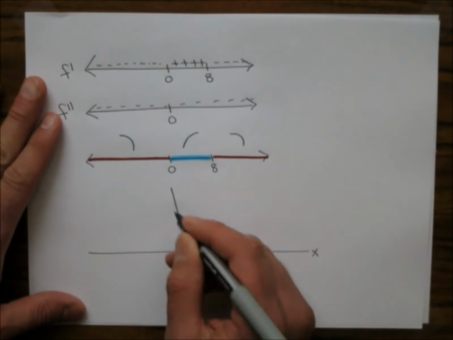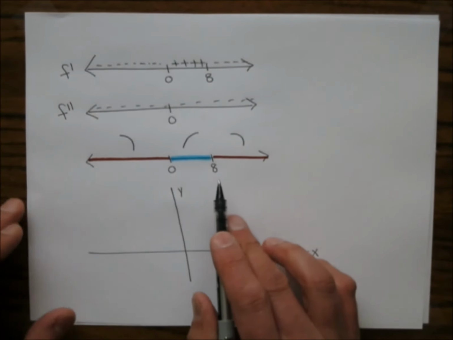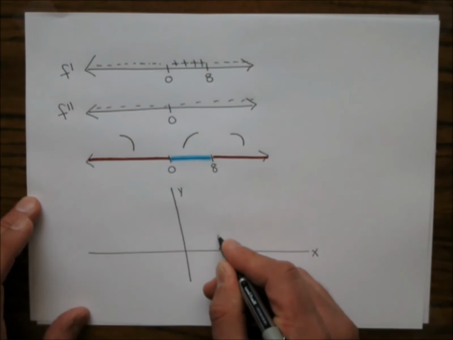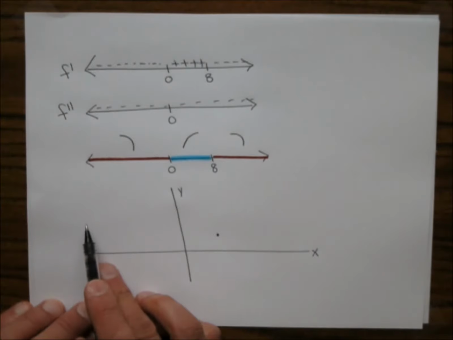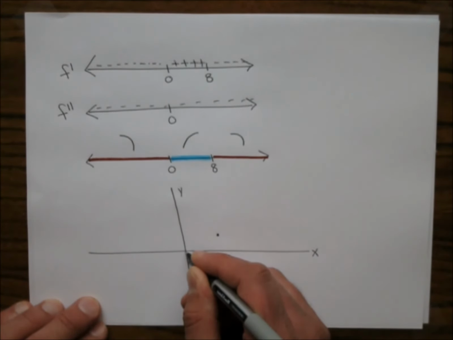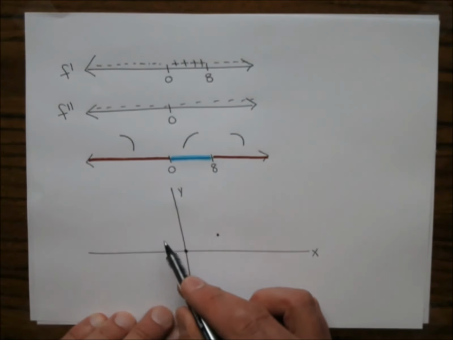This is X. This is Y. We can take a look at this. We have a local max at 8, 4, so I'm going to put a local max there. And the graph goes down. 0, 0 was a point on the graph. It wasn't an inflection point, but it's going to go down here.